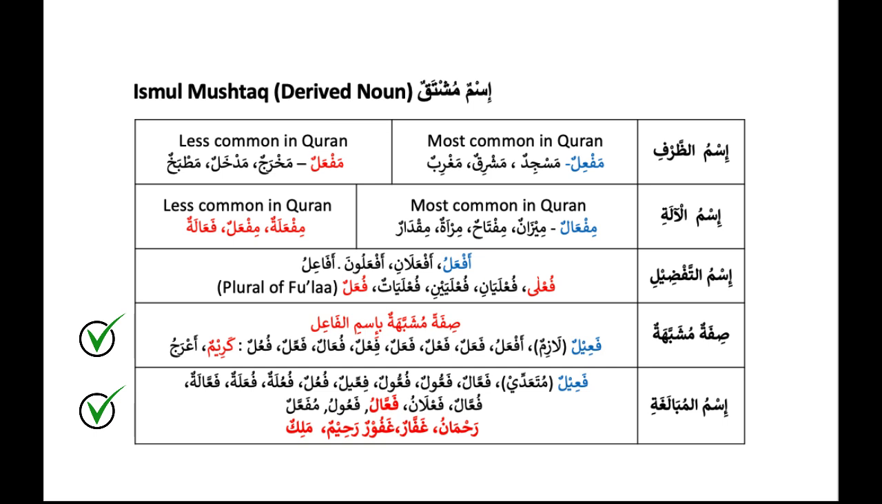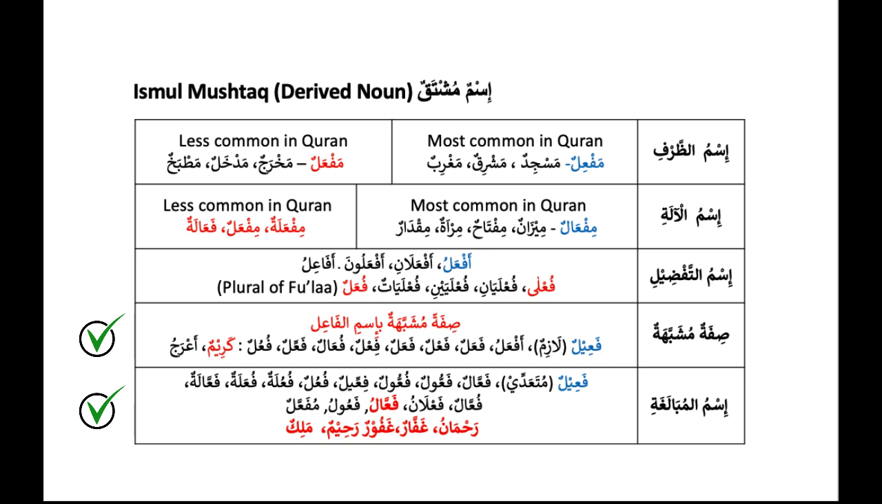Before we conclude, we need to distinguish between the fa'ilun pattern of Sifat-e Mushabbaha and the fa'ilun pattern of Ismul Mubalagha. As we know from the meaning, Sifat-e Mushabbaha will give the doer as well as longevity or duration, time length. Ismul Mubalagha will point to the doer as well as amplification, intensity. How would you identify them in a sentence? Well, the context will tell you, inshallah.